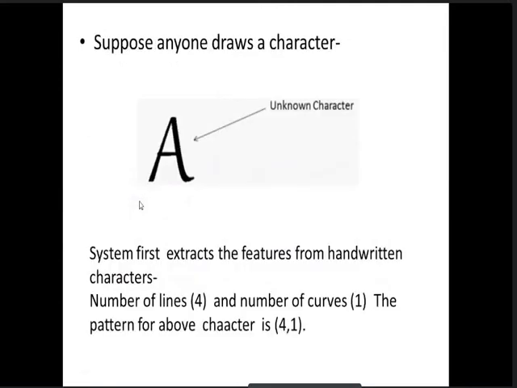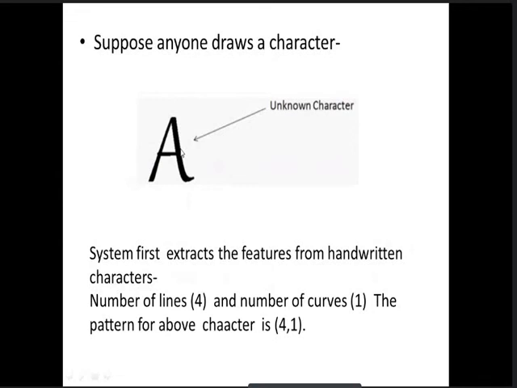Now suppose someone has drawn this character A, and this is an unknown character. We just want to identify this character. Now we see that there are 1, 2, 3, 4 lines in this character, and this segment is a curve. So there is 1 curve in this character and 4 lines. So the number of lines is 4 and the number of curves is 1.